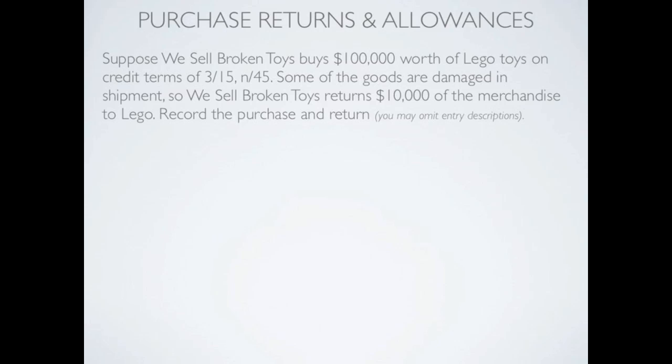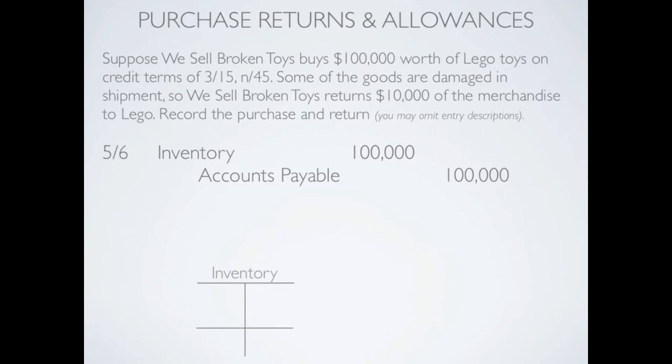Let's say that the purchase was on May the 6th. So when we record the purchase, again, we're debiting our inventory for the $100,000, and we're crediting our accounts payable for the $100,000. So let's go ahead and set up our T accounts for both. I debited inventory for the $100,000, so I will post that to the ledger, and I credited accounts payable for $100,000, and I'll post that to the ledger.